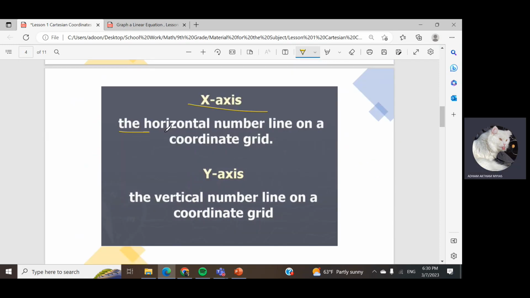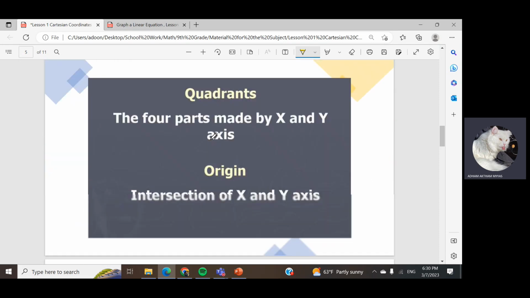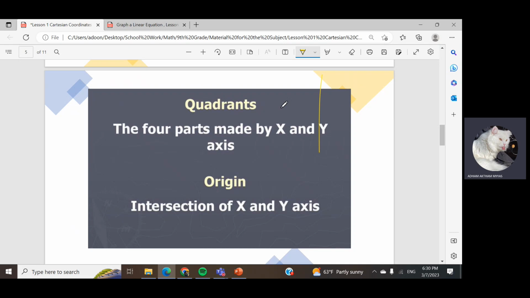The x-axis is a horizontal number line on a coordinate grid. The y-axis is a vertical number line on a coordinate grid. So this is vertical, this is horizontal, and we can have the Cartesian coordinate. Then we will split the coordinates, if I draw it here, into 4 quadrants: 1, 2, 3, and 4. The 4 parts are made by the x-axis and y-axis.